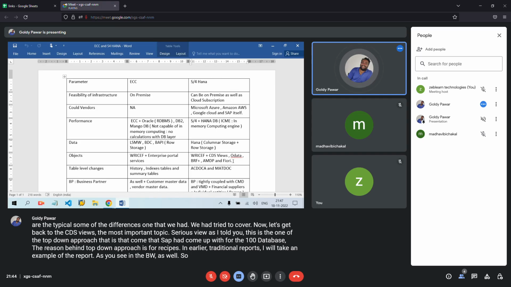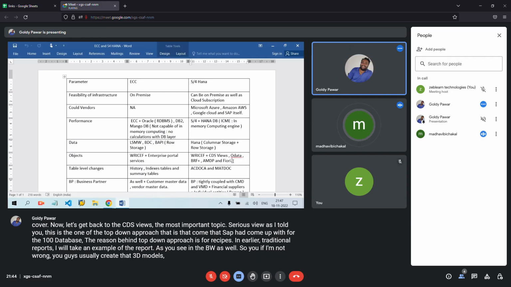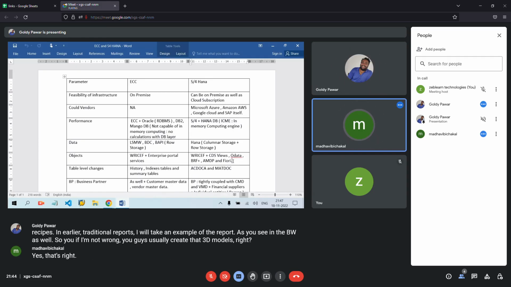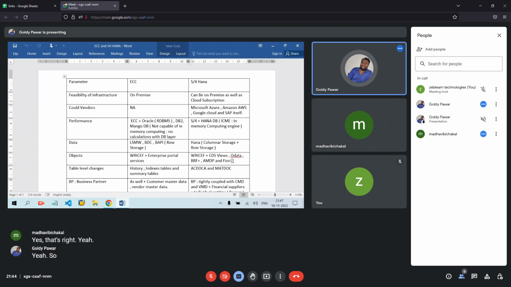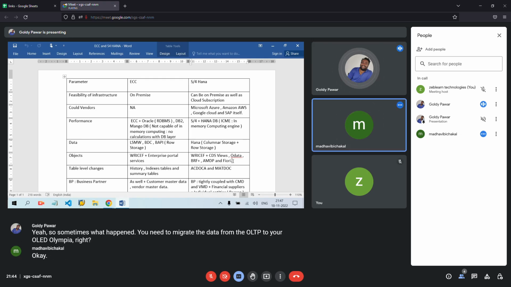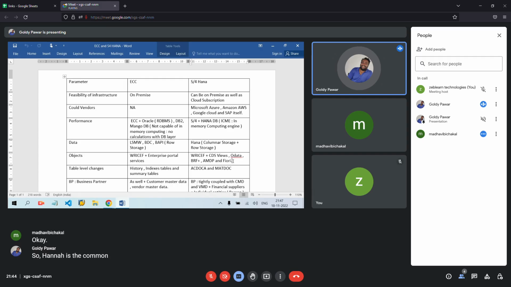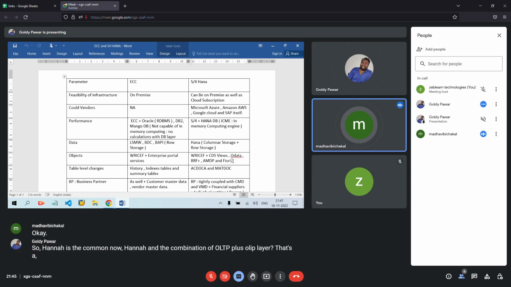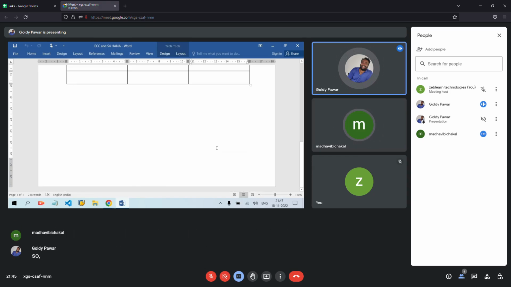So if I'm not wrong, you guys usually create the 3D models, right? Yes, that's right. So sometimes you need to migrate the data from the OLTP to your OLAP layer, right? Correct. So HANA is the combination of OLTP plus OLAP layer. Correct. I will mention that point here also.